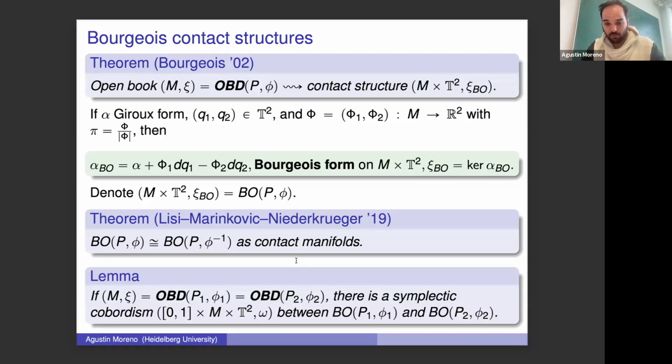So you shouldn't think of this as an oriented cobordism. I mean, this is sort of a symmetric condition on the open books. So this is also something that will pop up in our proof. And so this is what we will use about the Bourgeois construction.